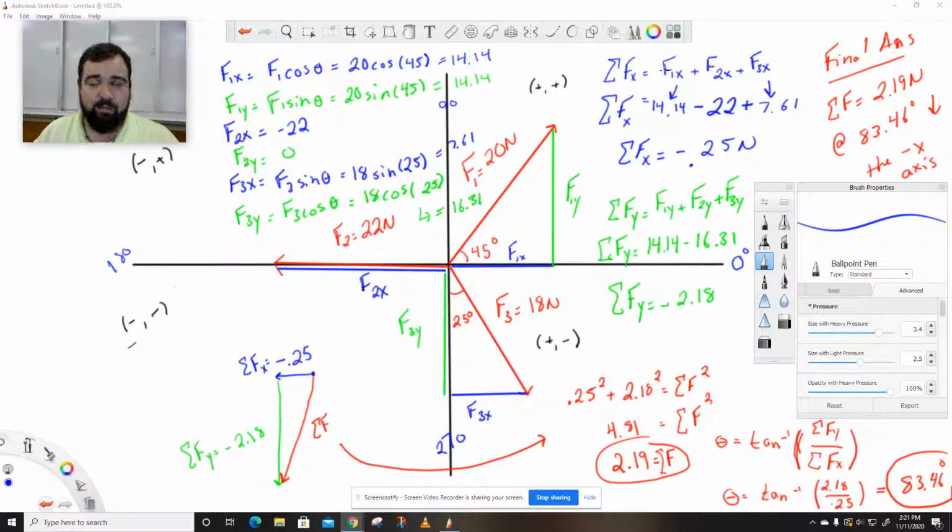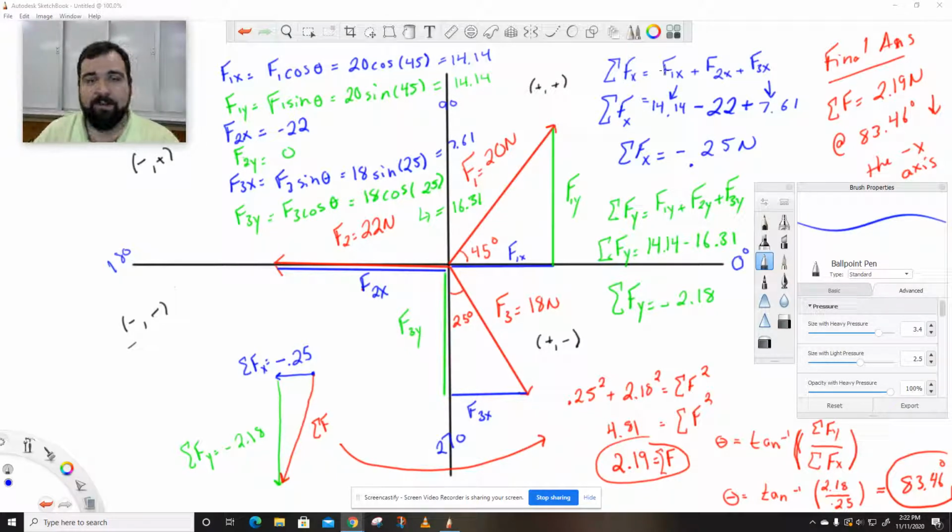Then go do the F net in the y. So that's the sigma Fy equals F1y, 2y, 3y. 1y is directed upward, so it's a positive 14.14. 3y is down, so it's a negative 16.31. The overall F net y then is negative 2.18.